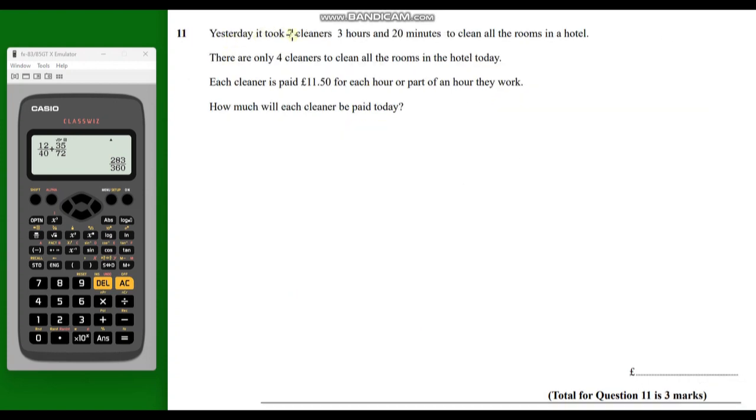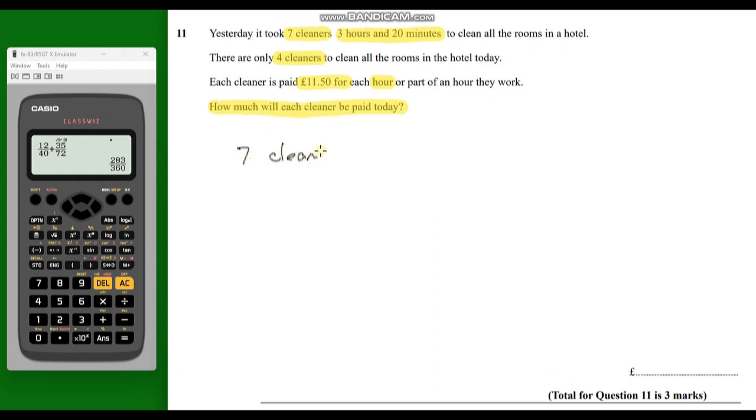Question 11. Yesterday it took 7 cleaners 3 hours and 20 minutes to clean all the rooms in a hotel. There are only 4 cleaners to clean all the rooms in the hotel today. Each cleaner is paid £11.50 for each hour or part of an hour they work. How much will each cleaner be paid today? Right, okay, so for the first line it says 7 cleaners.